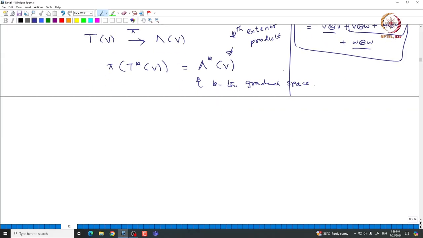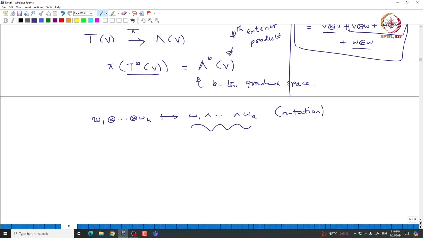Under this map, one can denote the general image of w1, etcetera, wk by the wedge product. This is just a notation. What is important about this product is that whenever some variable repeats in it, we just take it to be 0. With that observation, one can easily see that the images of basis elements coming from T^k of V give a spanning set for lambda^k of V.